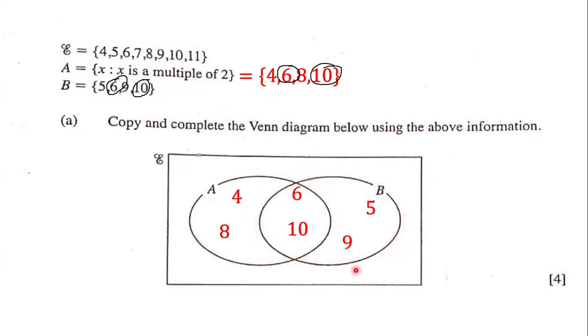Now, are there any elements on the outside? The elements on the outside that are not part of A nor B are 11 and 7. These two numbers are part of the universal set, but they're not part of set A or set B. And so this is the completed Venn diagram that we have. Now we're going to use this Venn diagram to answer the following questions.